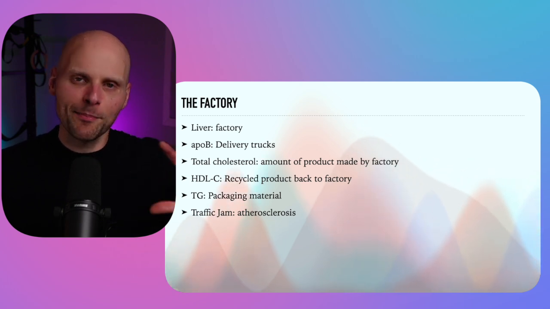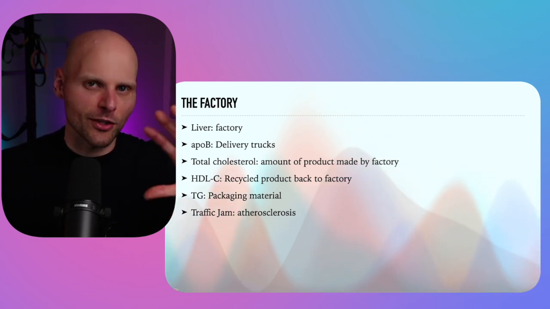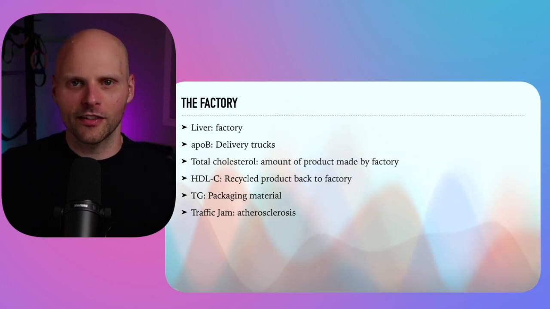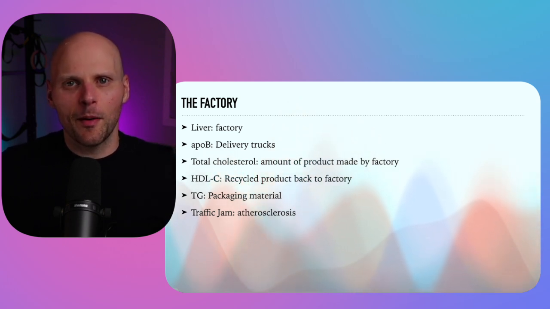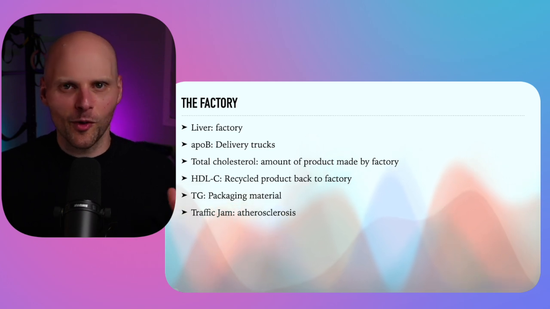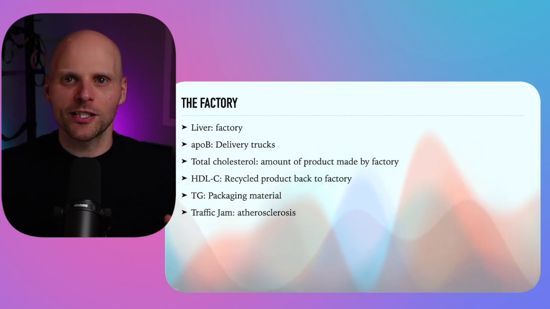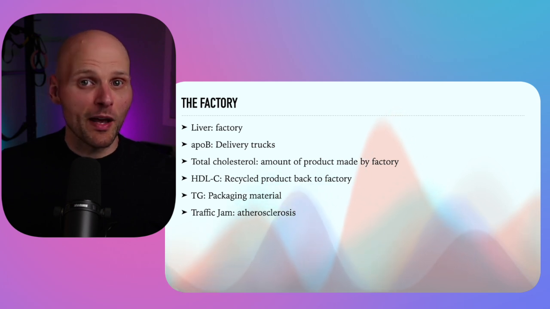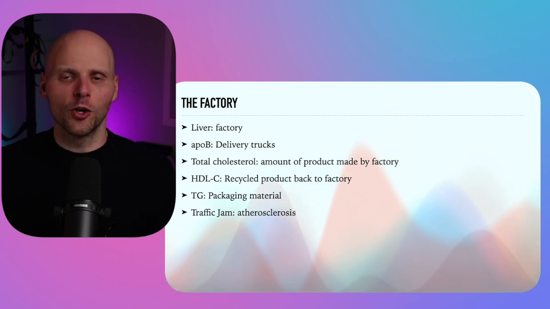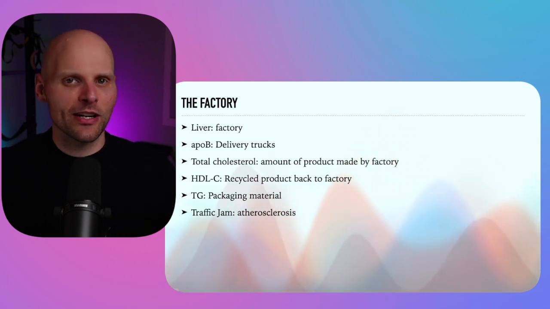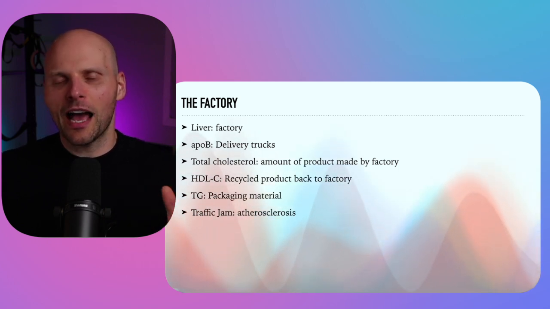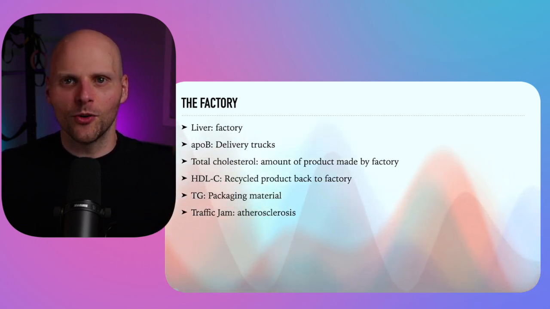But in this example, HDL is going to be recycled trucks, so bringing the recycling back to the liver from the rest of the area. Triglycerides is about packaging material. Think about we're packaging our stuff in the truck. Triglycerides are packaging that and used to protect the product. And the amount of material can vary depending on what the package is, the distance it needs to travel, all that stuff. So it's very variable. And then to cover everything, atherosclerosis is essentially a traffic jam. So that's how I think about it.